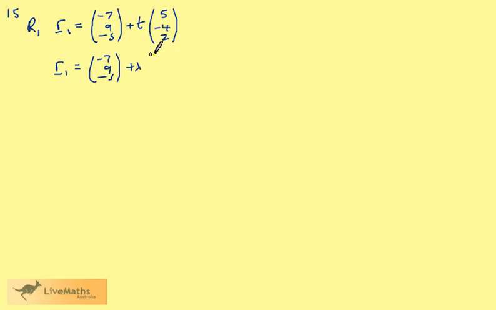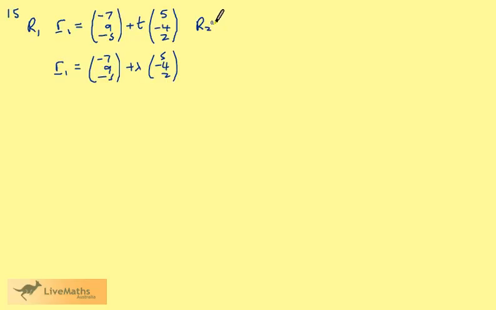For Rocket 1, its position at any time will be its start position, negative 7, 9, negative 5, plus the time it's been travelling for times its velocity vector, so that's 5, negative 4, 2. The smoke trail that it leaves will be R1 equals negative 7, 9, negative 5 plus lambda 5, negative 4, 2.